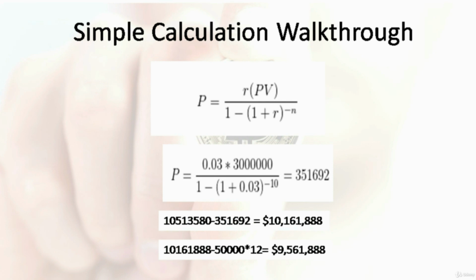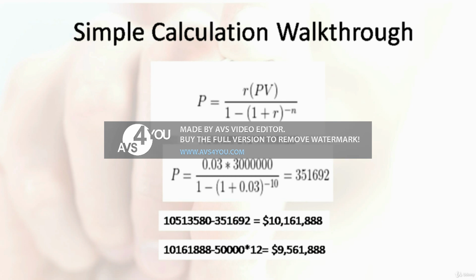Plugging into the formula, we will then have P equals 0.03 times $3 million divided by 1 minus (1 plus 0.03) to the power of minus 10. And that equals $351,692. So we need to get the payment to be deducted from your earnings.